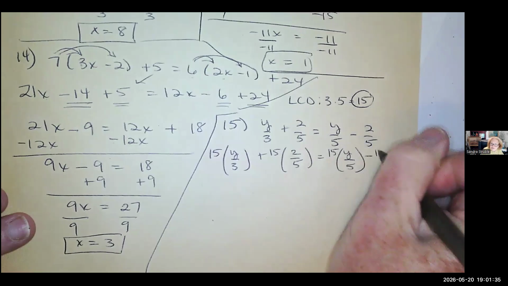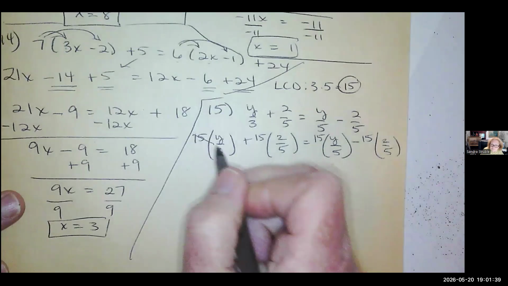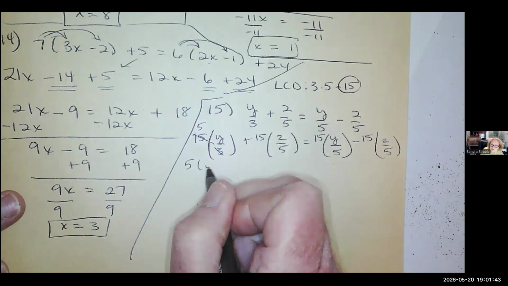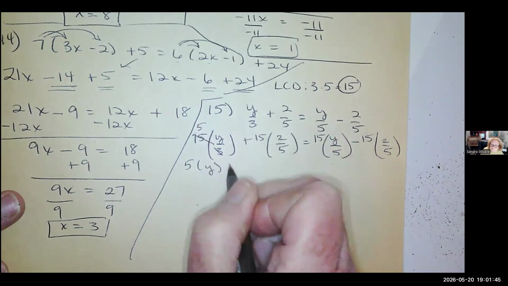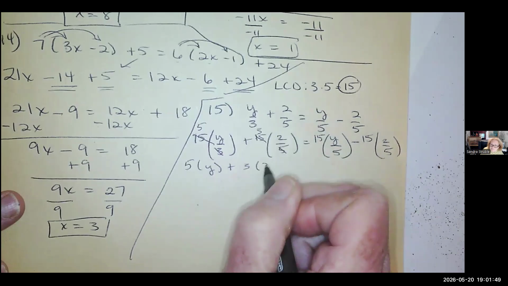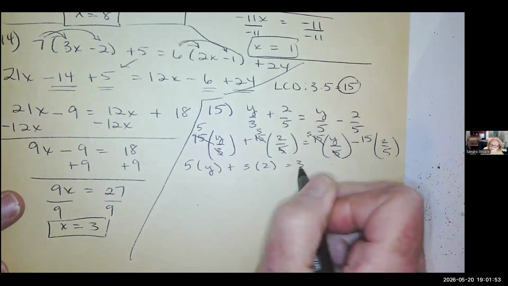All right, and then reduce. 15 divided by 3 is 5. 15 divided by 5 is 3.